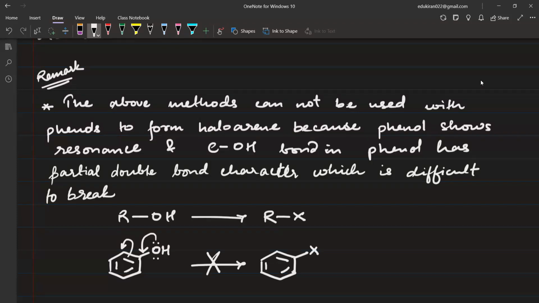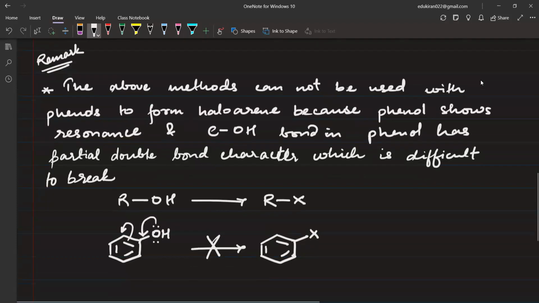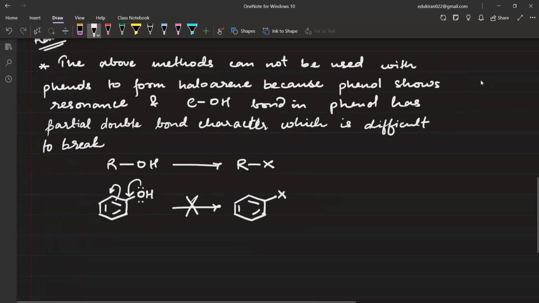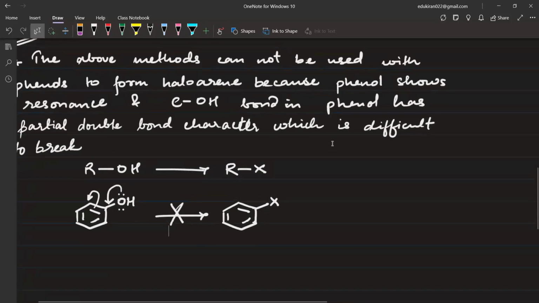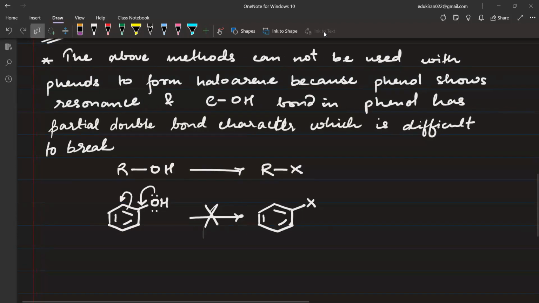Please write this down. Let me know once you're done. Partial double bond character, that means it will be a strong bond, and a strong bond cannot be broken easily. This question can come directly, like why phenol cannot be used for the preparation of haloarene. So you'll write this part: because phenol shows resonance and the C-OH bond in phenol has partial double bond character, which is difficult to break. That's it.